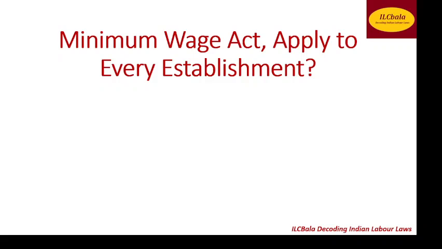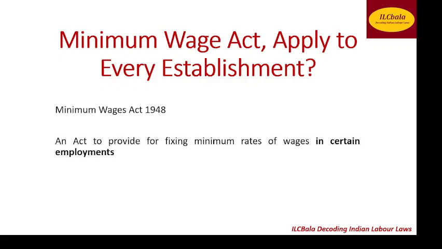So every act has an object and a scope under which it is being brought out. According to Minimum Wages Act, the scope is to provide for fixing minimum rate of wages in certain employment. That is, to fix a minimum rate of wages in specific or certain establishments. So is it applicable across the board to all industries, factories or establishments is what the discussion is all about in today's video.